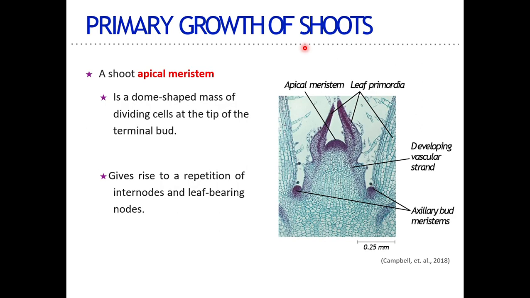For primary growth of shoots, a shoot apical meristem is a dome-shaped mass of dividing cells at the tip of the terminal bud. These give rise to the repetition of internodes and leaf-bearing nodes. Here we can see in the figure the dome-shaped apical meristem. Here are the leaf primordia, and you can see the developing vascular strand here, as well as the axillary bud meristems.